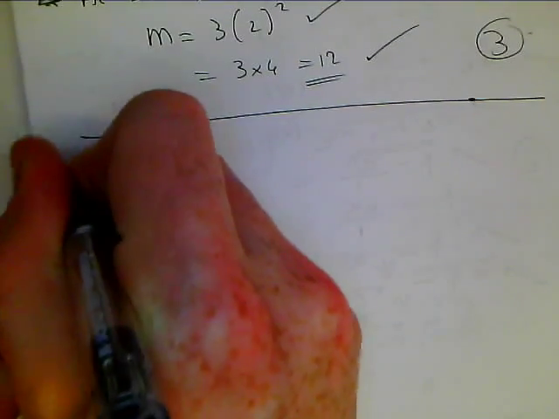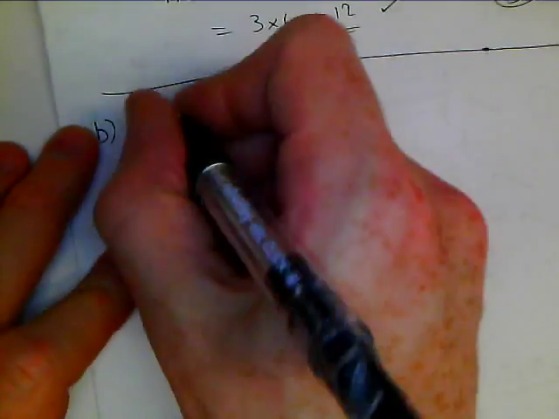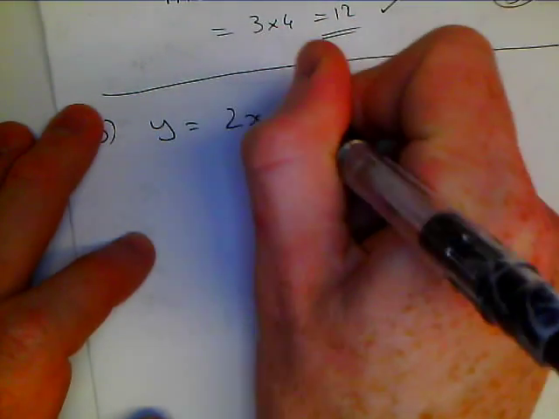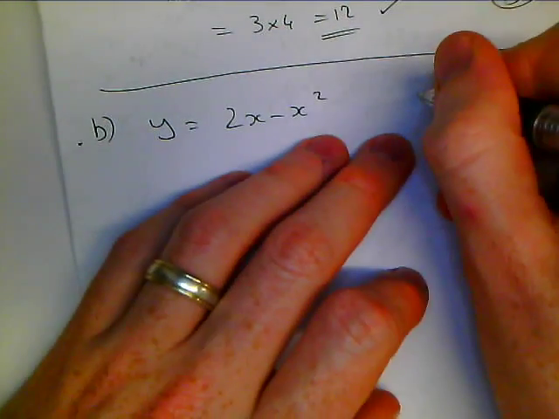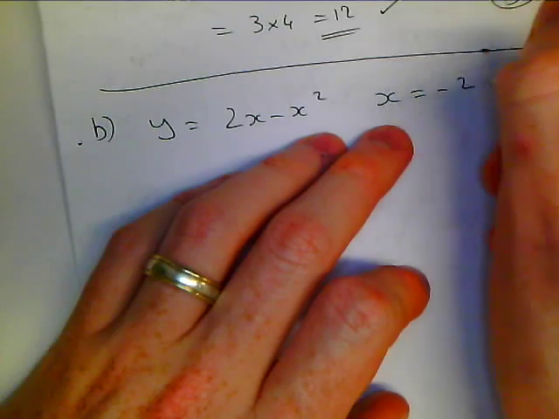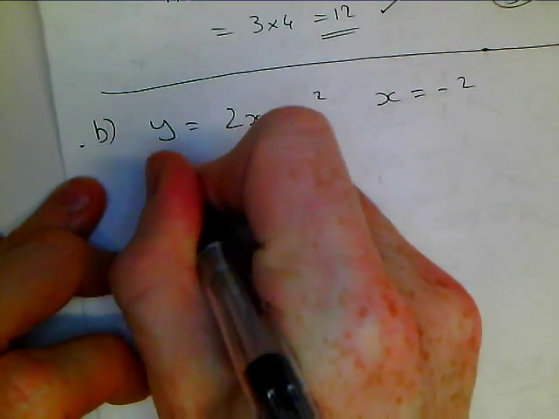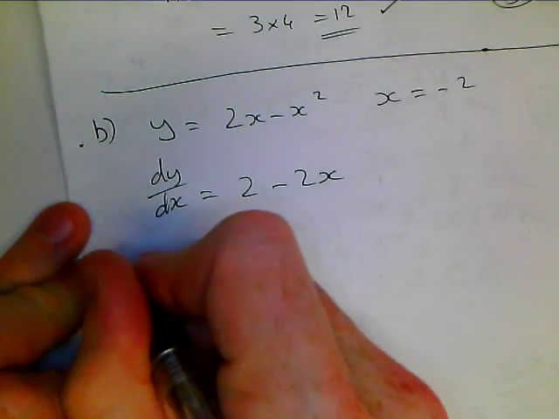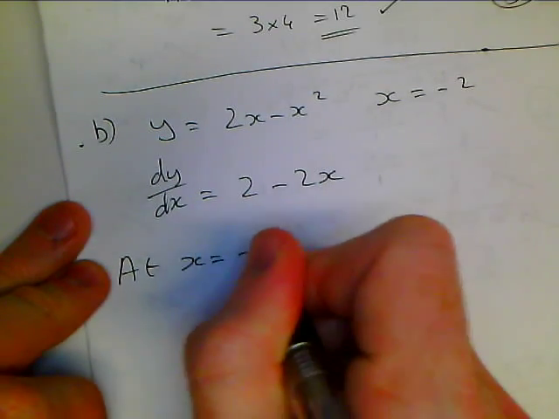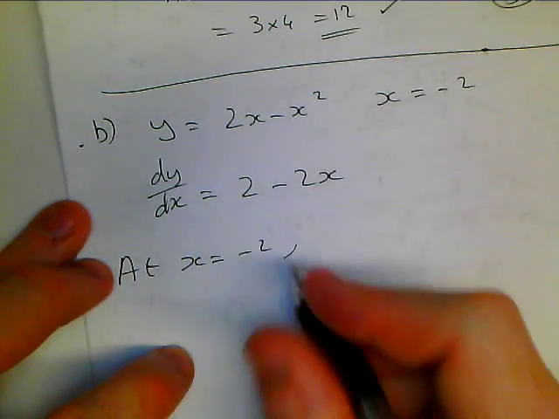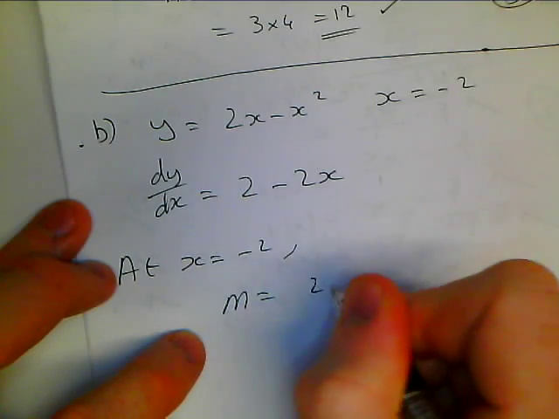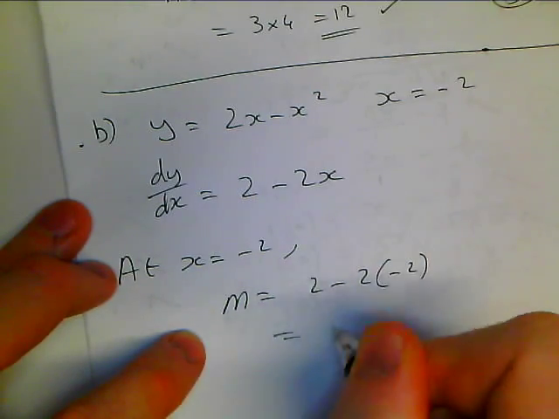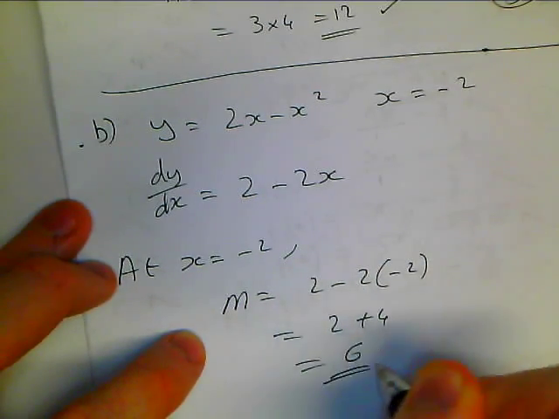Okay, part B. And with this one, y equals 2x minus x squared. This is to happen where x equals minus 2. They want us to do it. So this time it's the same thing, dy by dx equals 2 minus 2x. So at x equals minus 2, they want me to figure out what's the gradient there. Well, the gradient will be 2 minus 2 times minus 2, which is 2 plus 4, which is 6.